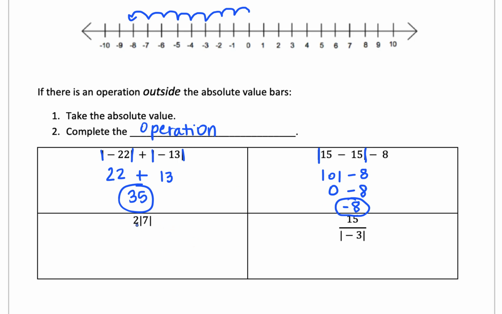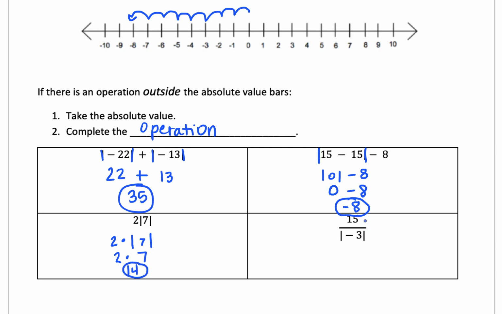In the next example, we have 2, and then right next to it, we have absolute value bars with a 7. So I have a number outside of the bars. Something that trips people up here a lot is that there's no operation between them. But if we don't see anything in between a number and a grouping, we imply that there is multiplication next to them. So I'm going to rewrite this problem as 2 times the absolute value of 7. So before I can do the operation that's outside, I need to take the absolute value of 7, which is 7. So I'm rewriting it as 2 times 7, and 2 times 7 is 14.